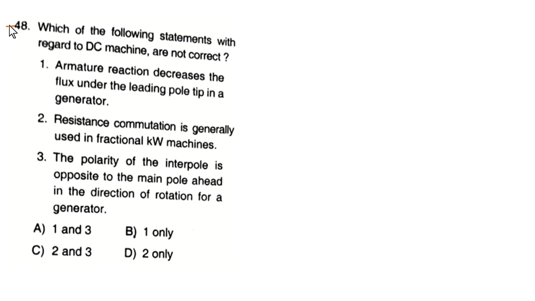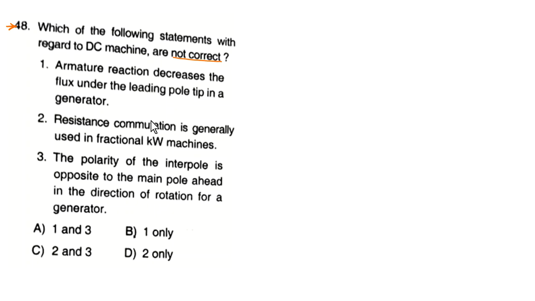The first question here is question 48 from that examination paper. Which of the following statements with regard to DC machines are incorrect? Understand here, incorrect ones are asked. First, armature reaction decreases the flux under the leading pole tip in the generator. Second, resistance commutation is generally used in fractional kilowatt machines. Third, the polarity of the interpole is opposite to the main pole, ahead in the direction of rotation for a generator.